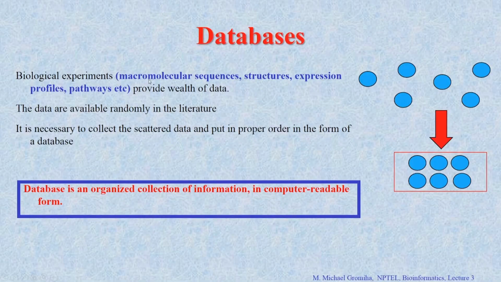Likewise, in the case of bioinformatics, what is the major field in bioinformatics? Biology, right. Biology will produce a lot of experimental data. So, we look into biology and we can get experimental data on various aspects, specifically macromolecular sequences and structures, expression profiles, pathways, and so on. So, we have a wealth of data available in the literature. The experimentalists create the data and publish it in journals, right. So, these data are available in the literature.